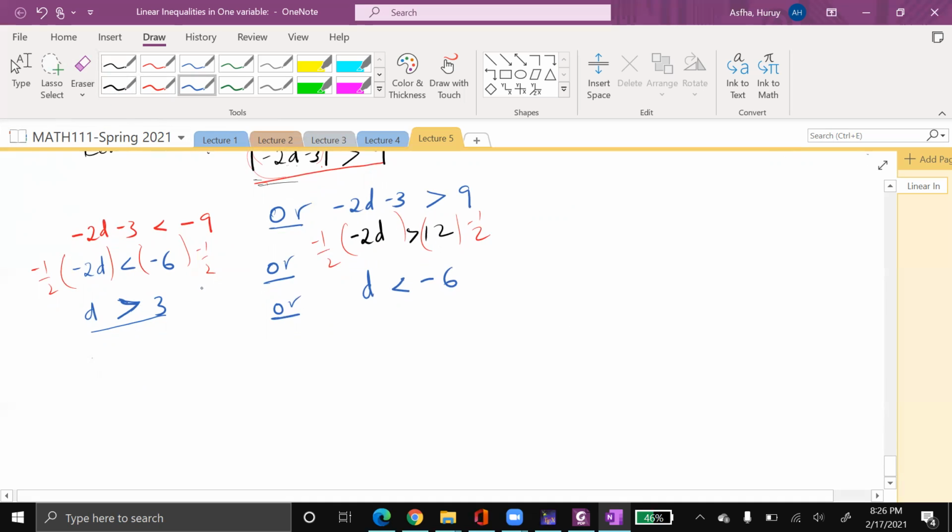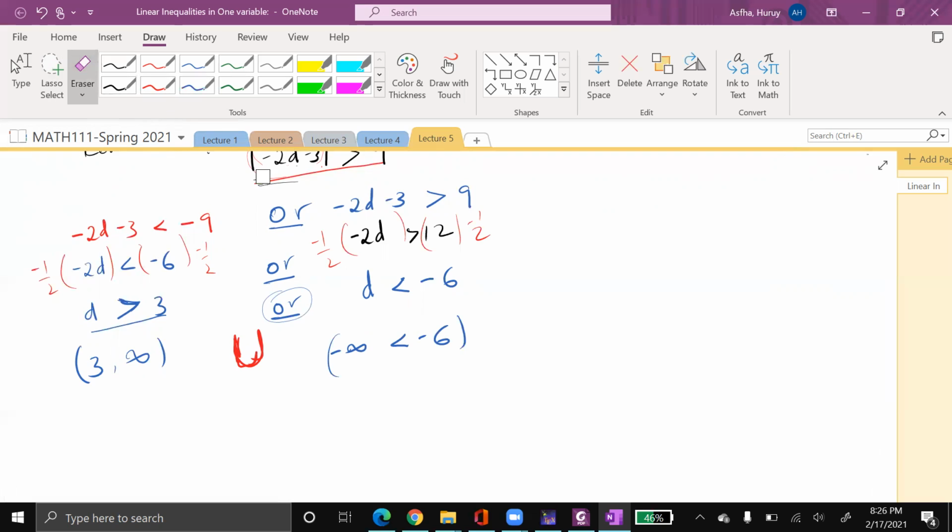This is 3 and above, right? So we start with 3 and we go all the way to negative infinity. And this or, we replace it with union, because or means union. And here we have negative infinity, sorry, we don't put less here. This is comma. Okay, negative infinity, comma, negative 6.